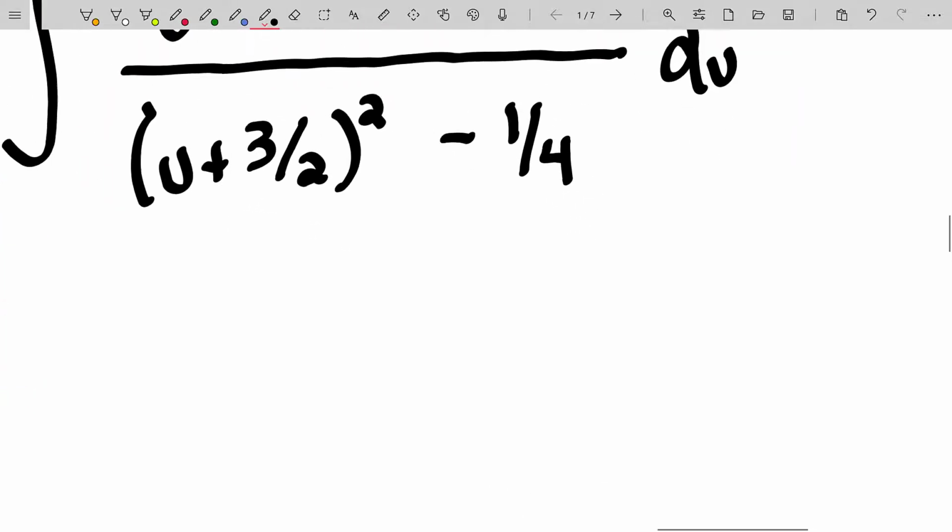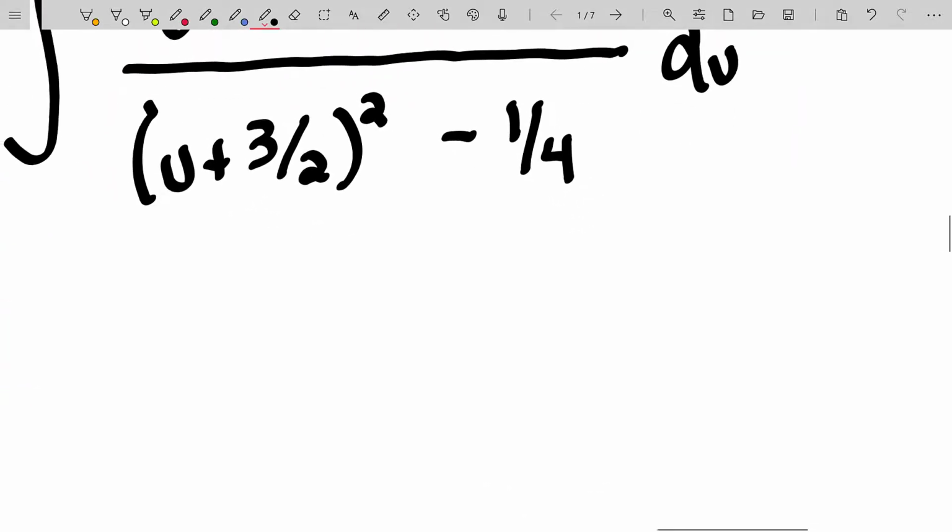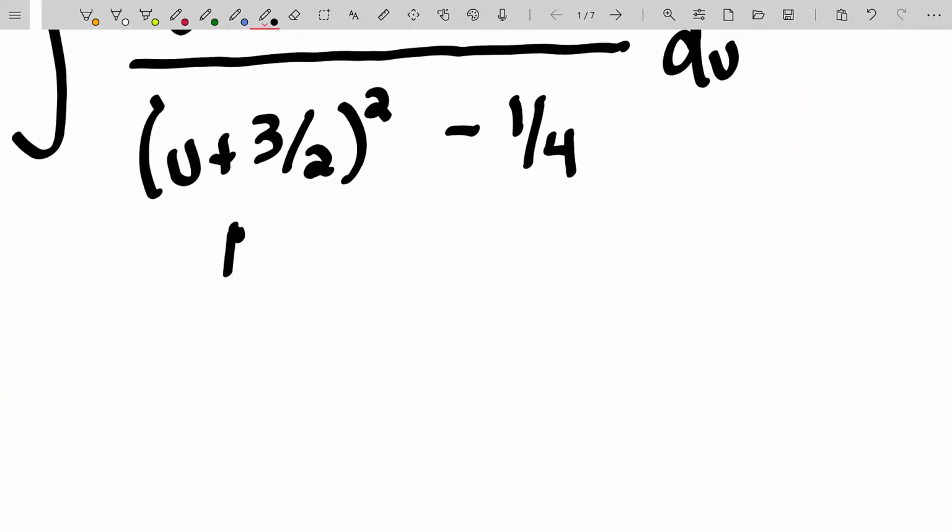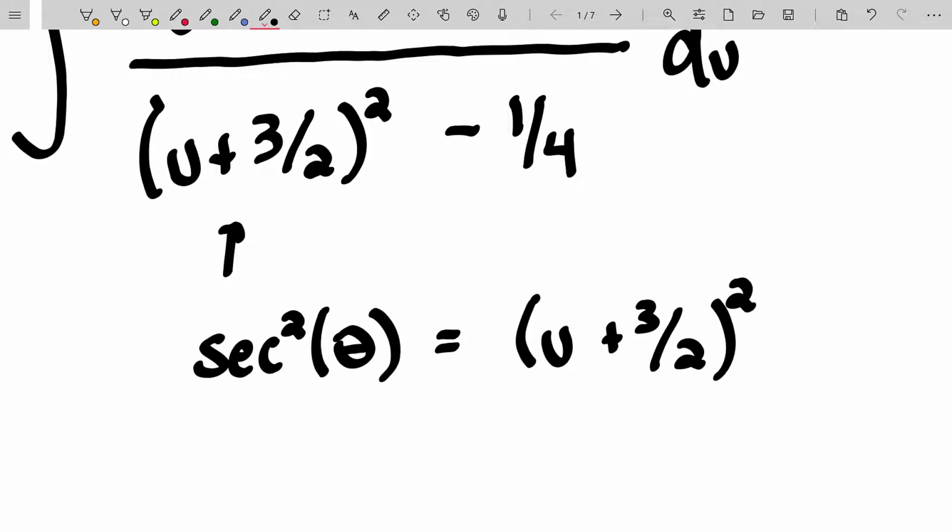I see that it is a difference of squares in the denominator, so I know that this I would like to be something like the secant squared, in fact. But it won't be exactly the secant squared because I need to factor off a fourth here. So I want it to be a 1/4 secant squared. That way it's a 1/4 secant squared minus 1/4, and I could factor off the 1/4. I would have a secant squared minus 1, which is a tangent squared.